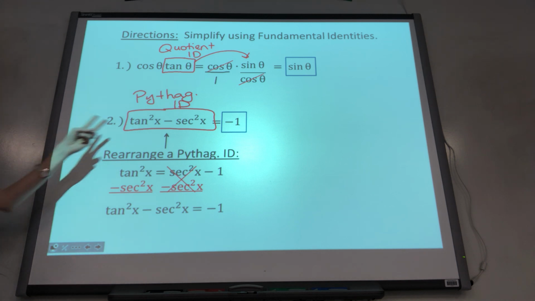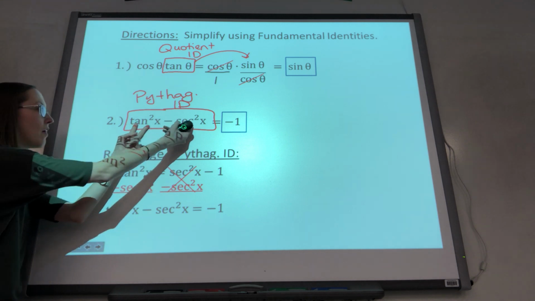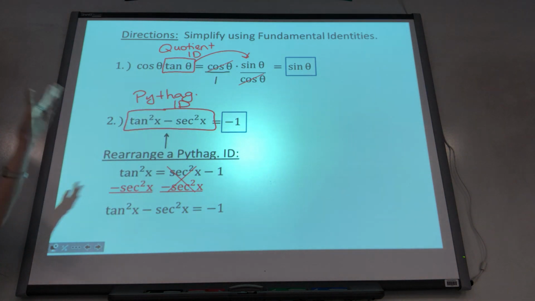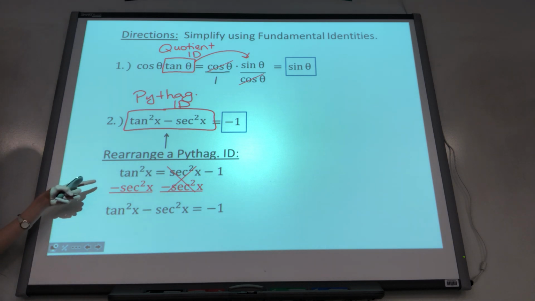If it's got a trig function squared, or a couple of them, and a plus or a minus sign somewhere, go for the Pythagorean identities. And it's okay if you don't see it right off the bat. You might have to rearrange a few of them. Okie doke. Any questions so far?